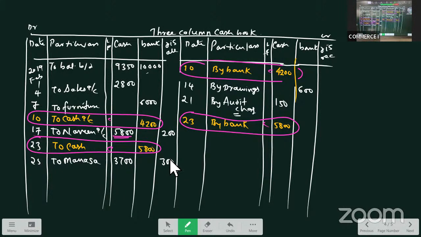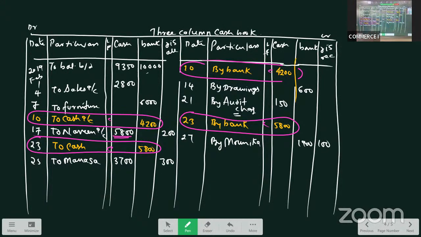Then paid to Monica through check. It is an outflow. So I'll write by Monica. Amount I will write in bank column. The amount is 1,900 in full settlement of 2,000. So 100 rupees is discount. Remember I told you, whenever the words full settlement are there, it means the difference, 2,000 minus 1,900, 100, is discount. Is it clear? So recording is done.